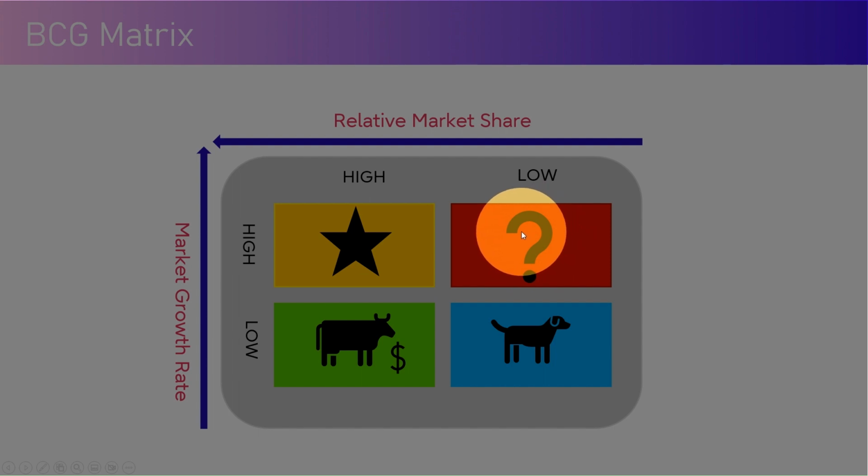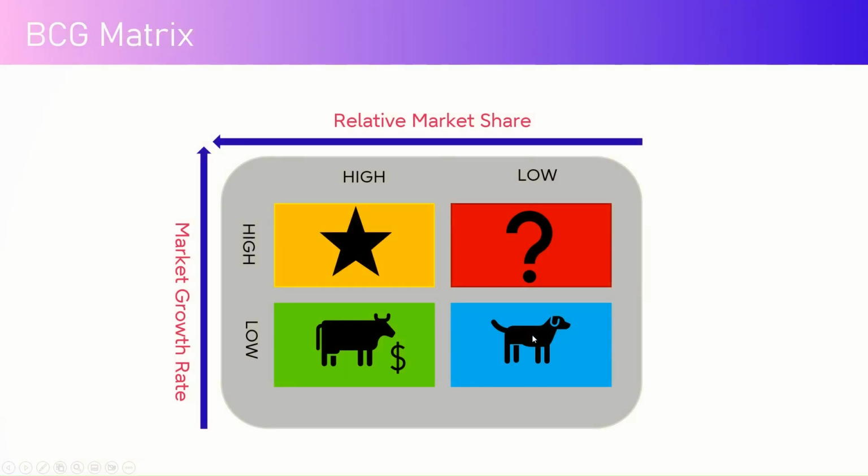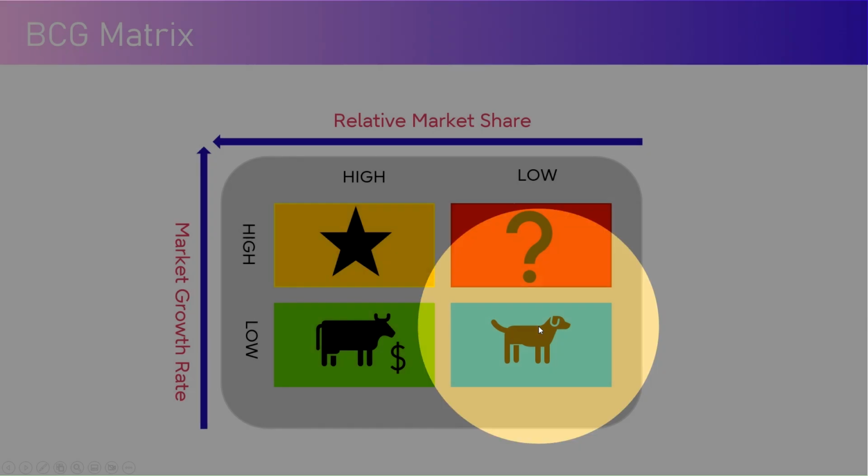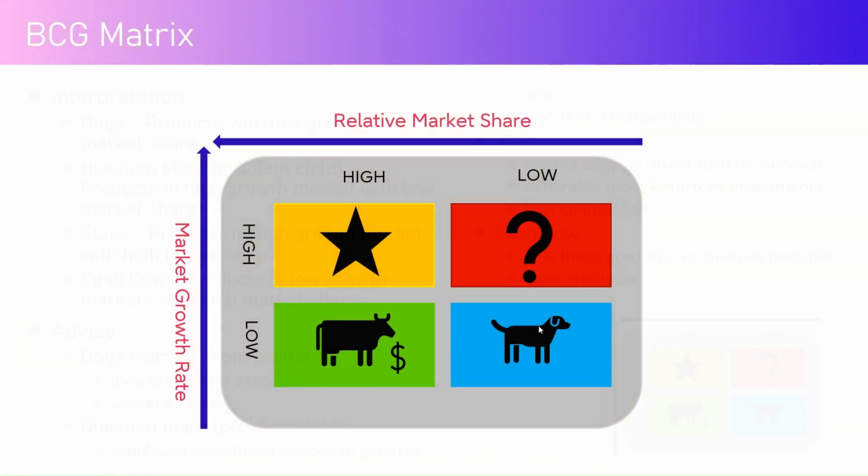Okay, this is a problem child, and here you need to decide what to do with this particular set of segments of products, portfolio, or services. Now this is a dog. Here there is a low market growth rate and low market share. If that is the case, then maybe you need to think about some action called discontinuation. Okay, so let us go in more depth in the next slide.